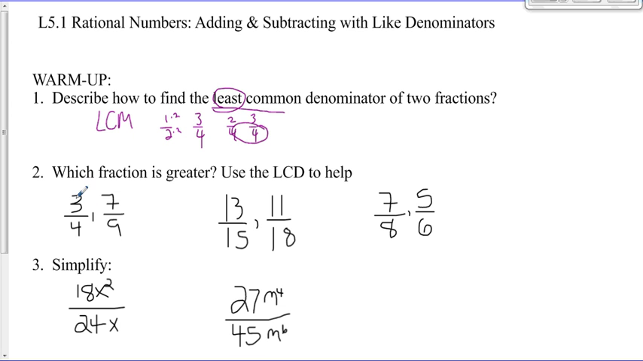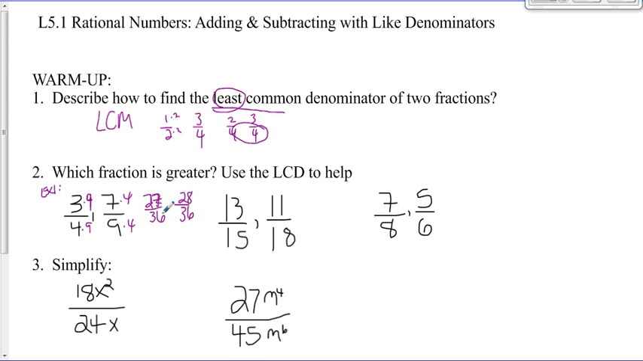Let's look at question number 2. Which fraction is the greatest one? So looking at this first example, there are a couple of different ways we could do this. The common denominator between 4 and 9 is 36, and so this would have to be multiplied by 9, this would have to be multiplied by 4. Make sure that you're being fair, and so these new fractions would be 27/36 and 28/36.